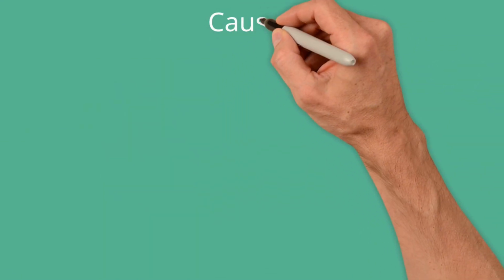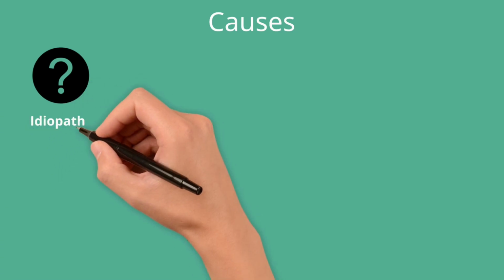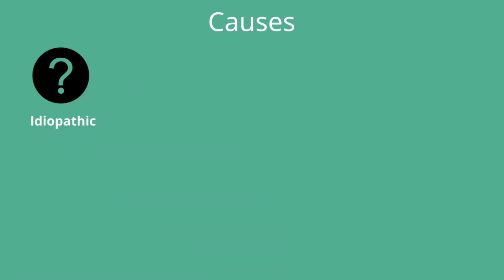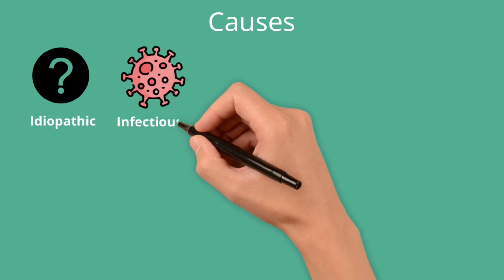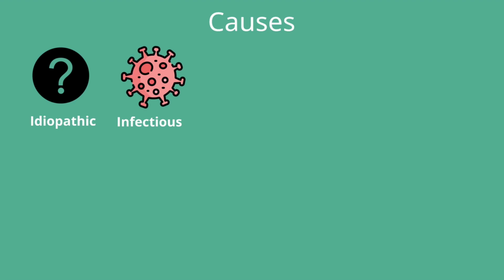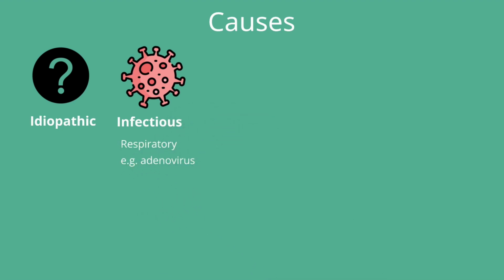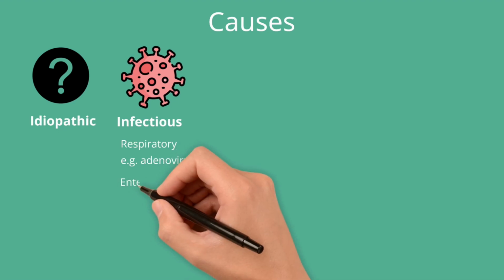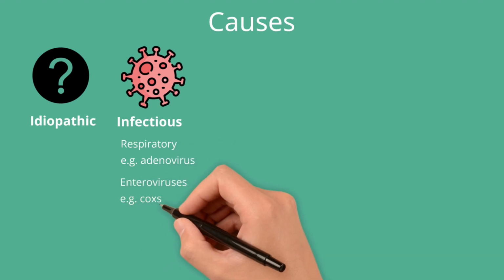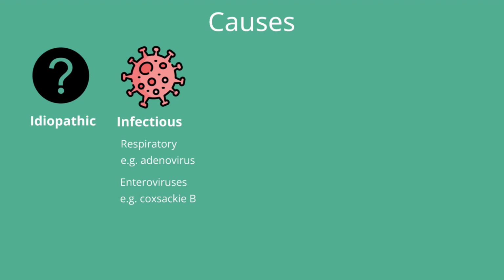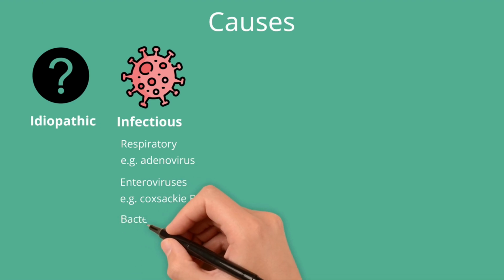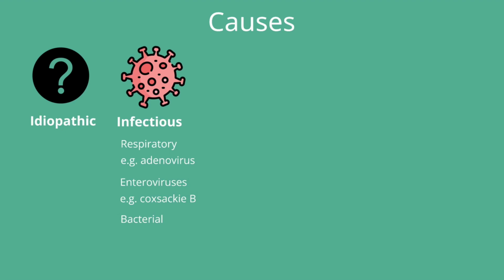So what are the causes of pericarditis? The majority of pericarditis is idiopathic, which means it has no identifiable cause. The second most common cause is infectious, mostly viral or post-viral, for example after upper respiratory tract infections such as influenza or adenovirus, or fecal-orally transmitted enteroviruses such as Coxsackie B virus, which usually cause mild gastroenteritis illnesses as well. Worldwide, tuberculosis is a common cause, but this is very rare in the developed world.